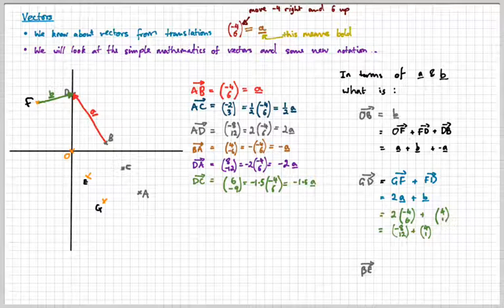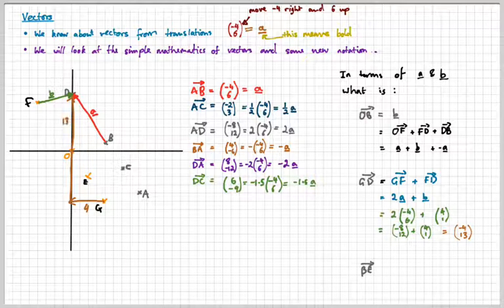If I add -8 and 4, I get -4. And if I add 12 and 1, I get 13. So this means that if I go directly from G to D, I should go the vector -4, 13. And indeed, if I were to draw this, -4, 13, if you were to count the squares, you would go 4 to the left and 13 up. So this is how you could add vectors.